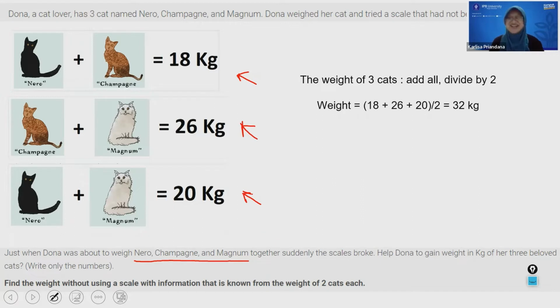Okay, so I hope you already know the answer. The easiest way to solve this is to add all and then divide by 2. Because if you add all of this, then you have 2 Neros here, 2 Champagnes here, and 2 Magnums here. You just have to divide by 2 after adding all. Okay, I think it's clear, it's quite easy for this one. So the answer is 32 kilograms: 9 plus 13 plus 10. Okay, let's move on to the next.